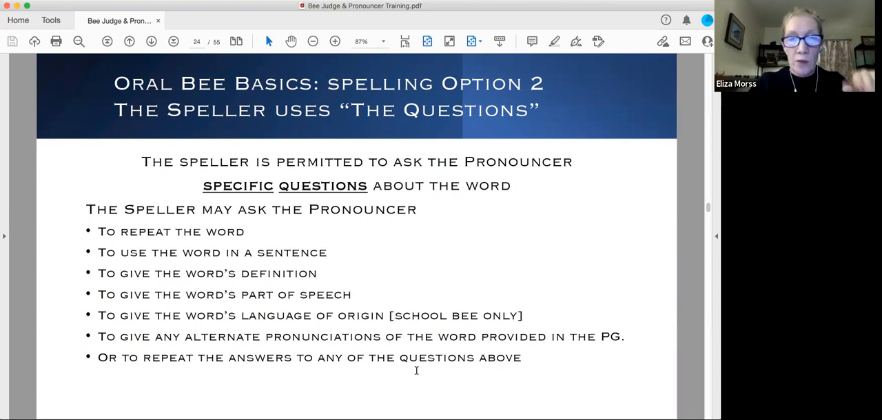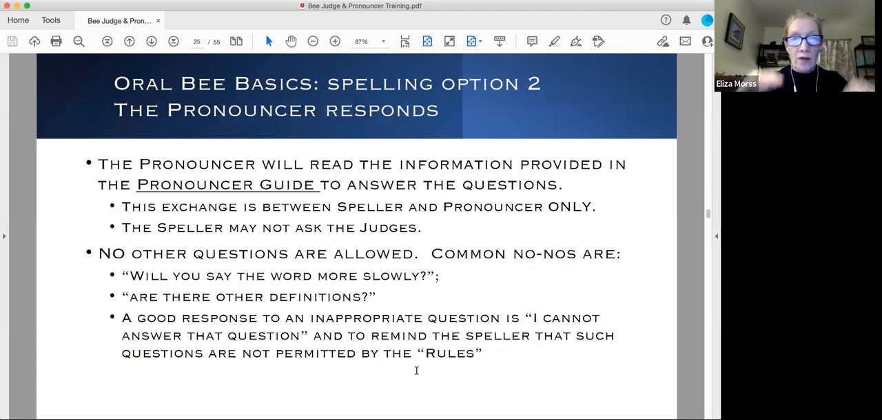The speller can ask specific questions, and only these. They can ask the pronouncer to repeat the word, to use the word in a sentence, to give the word's definition, part of speech, and language of origin, to give any alternate pronunciations of the word provided in the pronouncer guide, or to repeat the answers to any of these questions. So the speller can ask the questions, to a point. All this information, happily for the pronouncer, is provided in the pronouncer guide, so this person is not ad-libbing at all. The pronouncer will read the information provided in the guide to answer the questions.